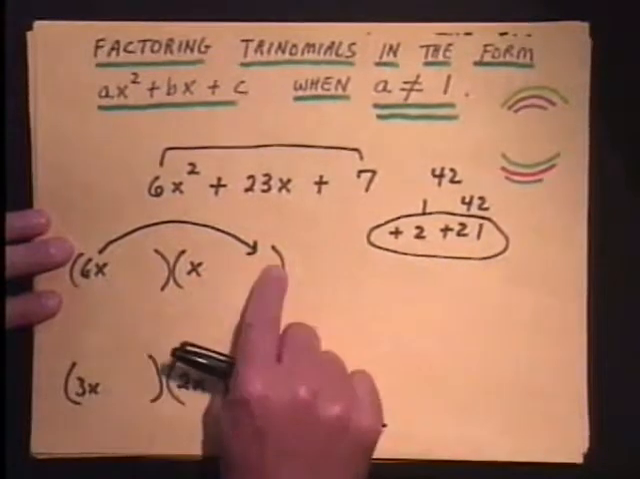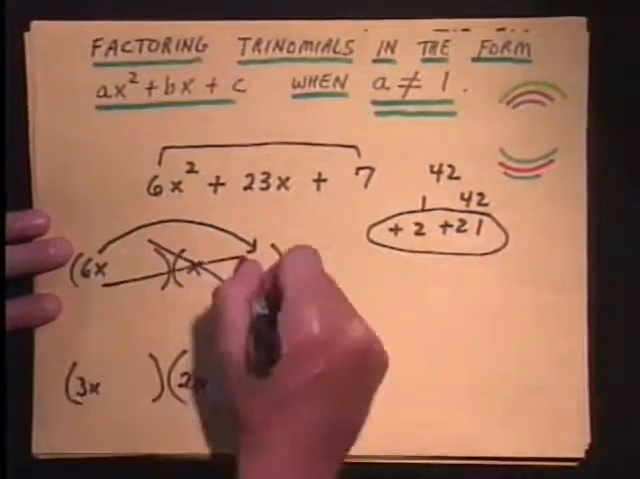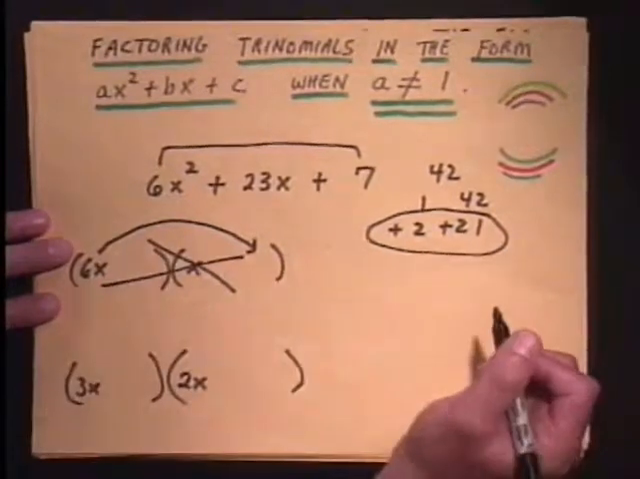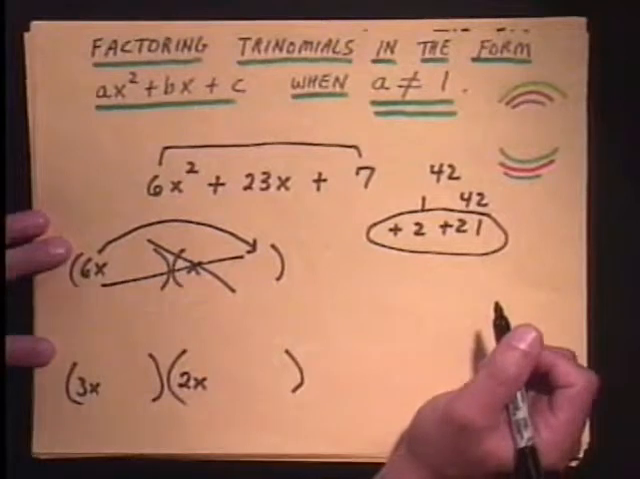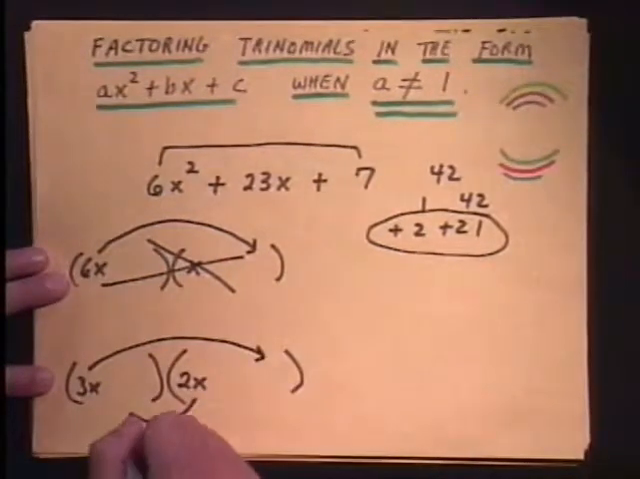6 times what over here gives me a plus 21? This is not the pair that's going to factor to give me the rainbow numbers. Rats. All right, so let's try down here. And I'm going to make my rainbows again.